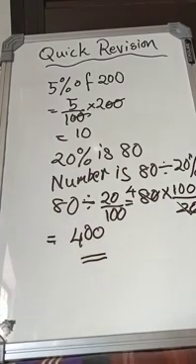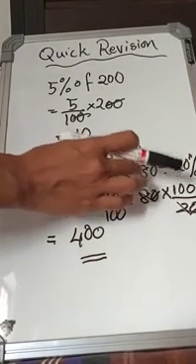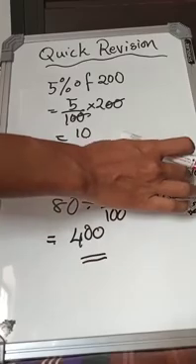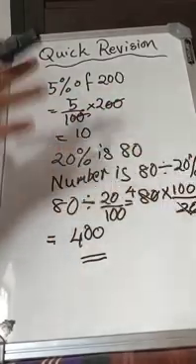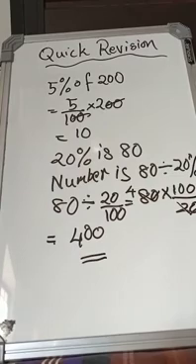Right, like that. That also you have learned. If any percentage of a number is given, then how will you find the number? You will divide the value given by the percentage it represents, then you will get the number. Okay. So this was a quick revision.